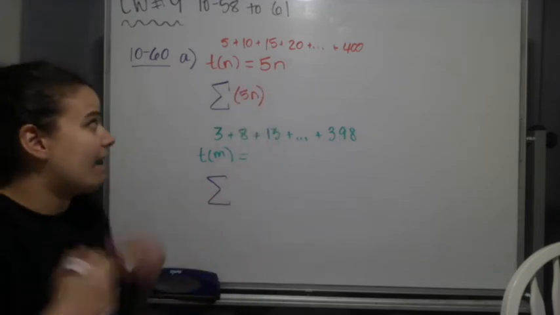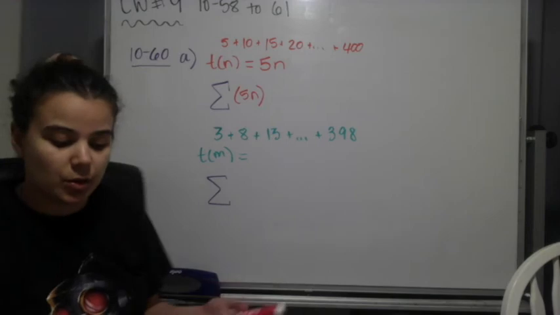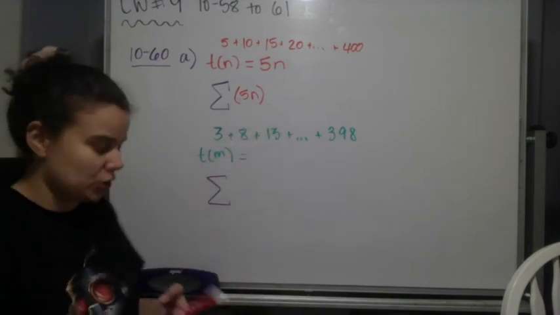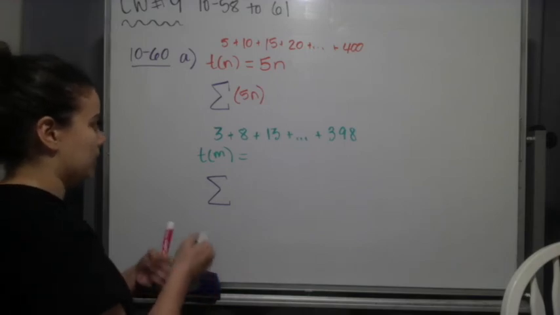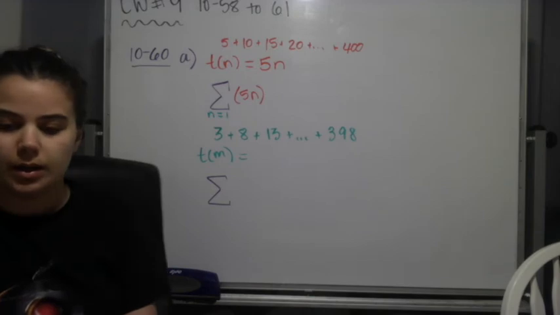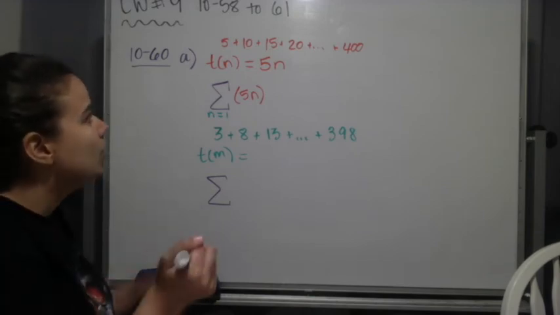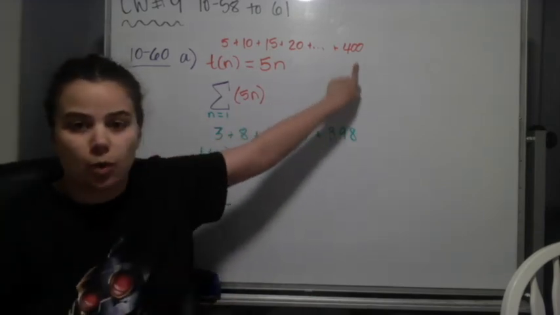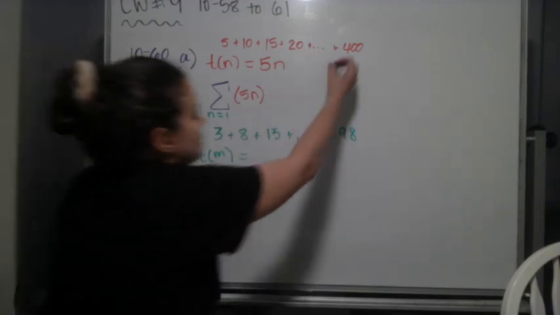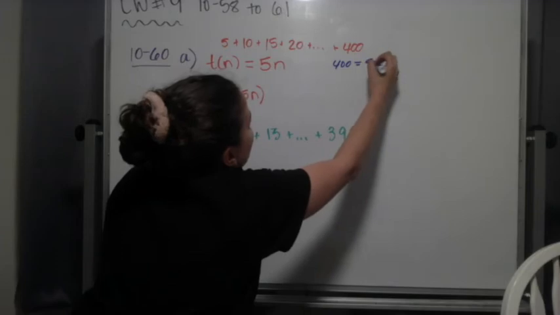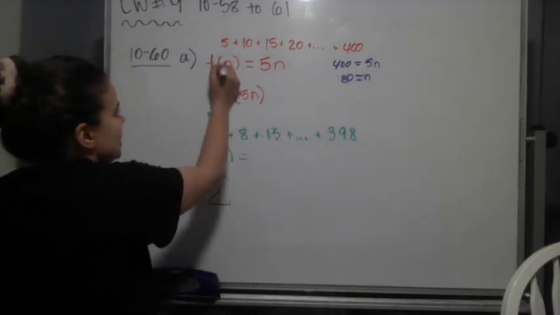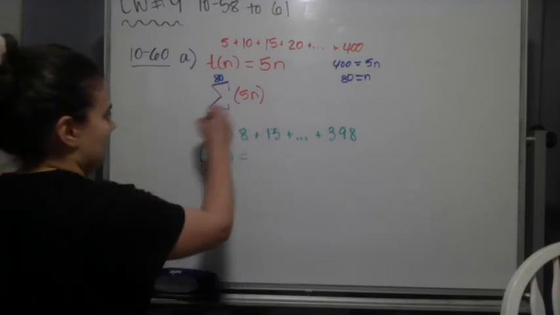Then we need to figure out how many terms we have. So we know that if this is our rule, the way we wrote it, we start at the first term. So we can write n equals 1. And then we need to figure out 400 is what term. So you can plug it in. 400 equals 5n, so then n is going to be 80. So we're going to go from 1 to 80, and there's our answer.